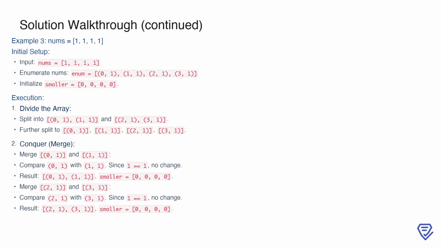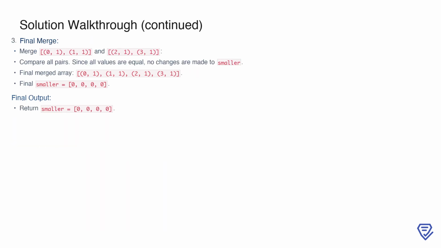in the original array. For the third example, where nums equals [1, 1, 1, 1], we begin by enumerating the array as [0, 1], [1, 1], [2, 1], [3, 1], and initializing smaller as [0, 0, 0, 0]. During the divide step, we split the array into [0, 1], [1, 1] and [2, 1], [3, 1], and then into single-element subarrays [0, 1], [1, 1], [2, 1], and [3, 1]. These subarrays are now ready to be merged while counting smaller numbers.